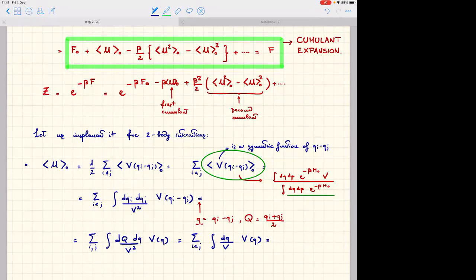And therefore, this sum I can perform, it is equal to the number of ordered pairs that I can construct, which is n times n minus 1 divided by 2, times the integral dq over V of v(q). Okay? I'm sorry, why is it n times n minus 1? Well, it's n times n minus 1, because here I'm taking a sum over all ordered pairs.